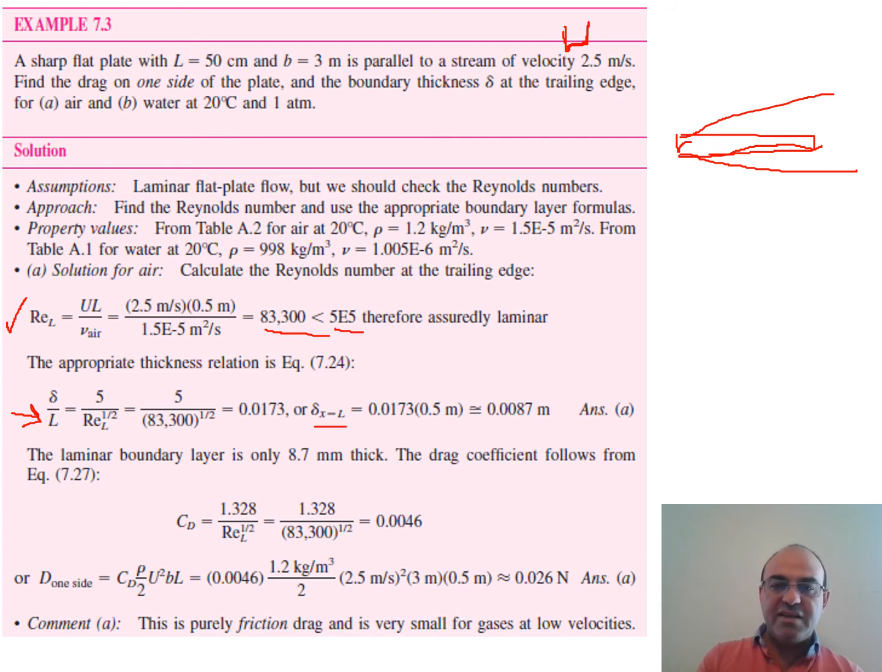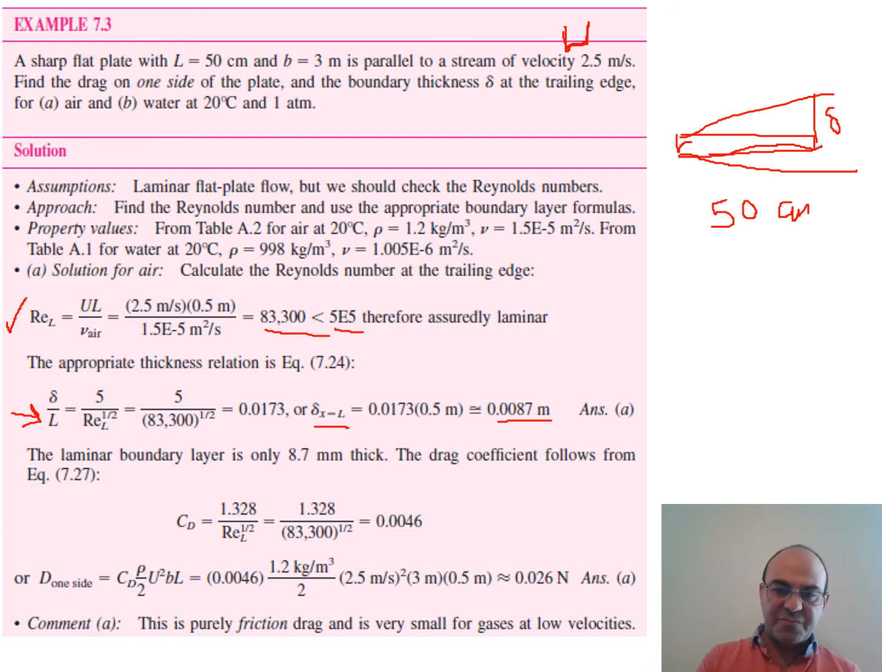So delta, the thickness of the boundary layer at the trailing edge, is therefore equal to 8.7 millimeters. The length of this plate is 50 centimeters, and the thickness of the boundary layer at the end is only 8 millimeters thick.